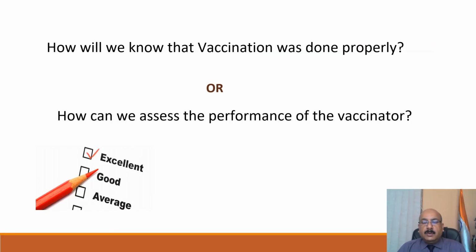Now that we know the function and the elements of the function, we need to ask a few questions as to how will we know that the vaccination was done properly? How can we assess the performance of the vaccinator? Now, these questions are there because we are always focusing on outcome. To ensure that our training is focused on outcome, we need to ask these questions.